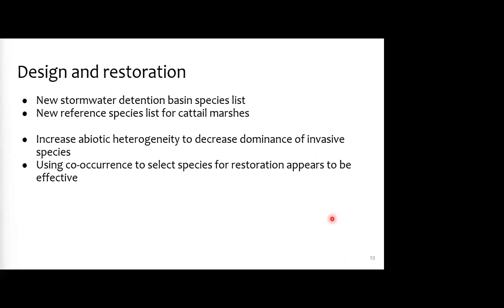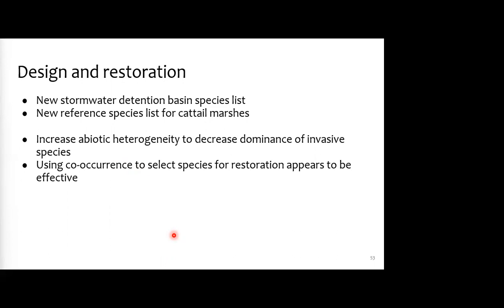And then a few ideas for design tweaks in order to increase species diversity. We also need to increase the abiotic heterogeneity. So in a large flat basin, there's not enough difference in elevation and soil moisture. So one possibility could be to create microtopography.